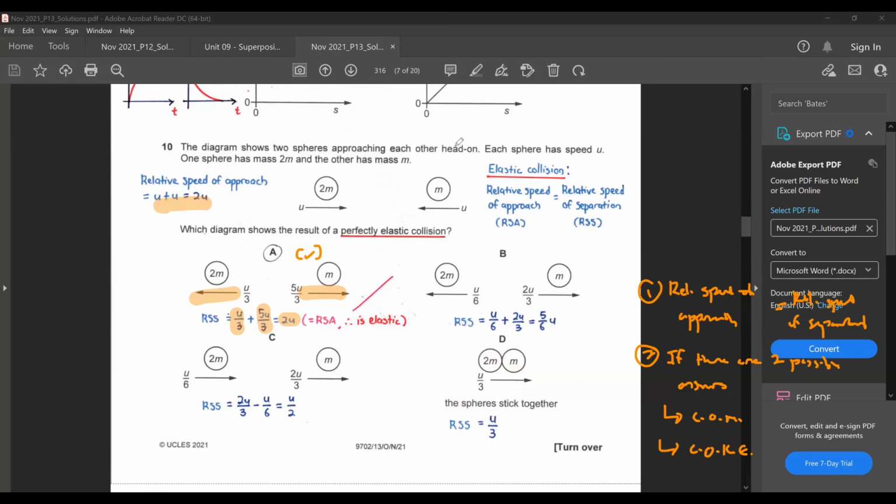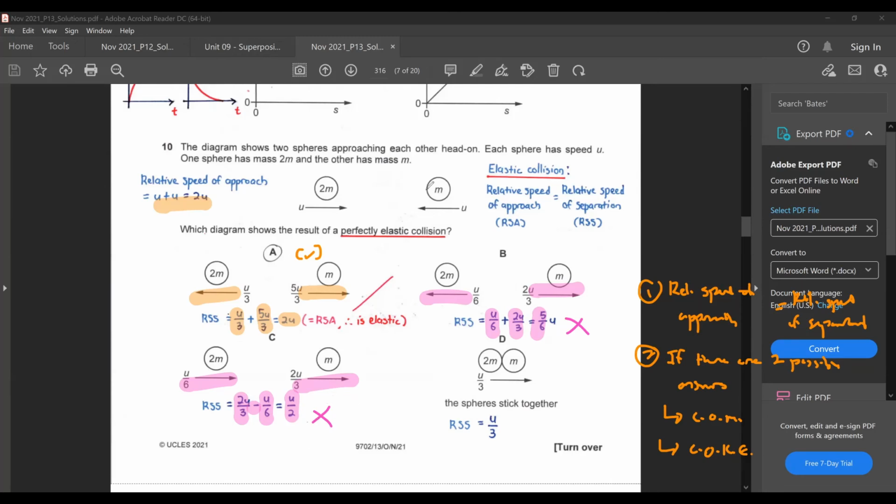So this one is going in the opposite direction. You add up the speeds, u over 6 plus 2u over 3, you're going to get 5u over 6. So this is not the same, it's out. And this one below, they're moving in the same direction. Take the higher speed minus the lower speed. So it's 2u over 3 minus u over 6, giving you u over 2. This is not the same as your relative speed of approach. So this is out.